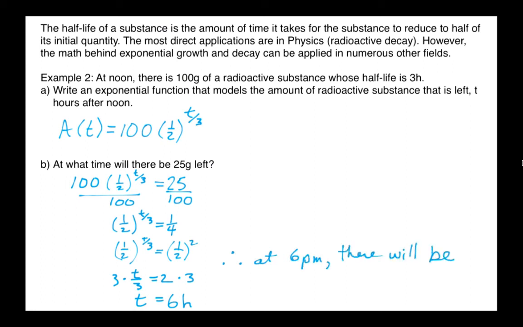So to answer the question, the 6 is the number of hours after noon. Remember, this is the start time. So 6 hours after noon would be 6 p.m. At 6 p.m., there will be 25 grams of the radioactive substance left.